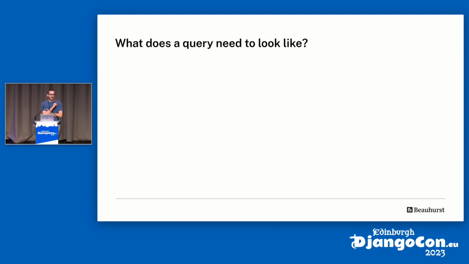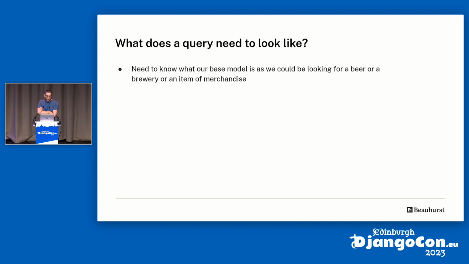So what are some properties of what we'd like this query to look like? We need to have a notion of what the base starting model is. So in some of those questions, some of the time, the thing we were looking for was beers. Some of the time, it was breweries. It could be many other different things. So we need to define what the starting model that we want to begin at is.